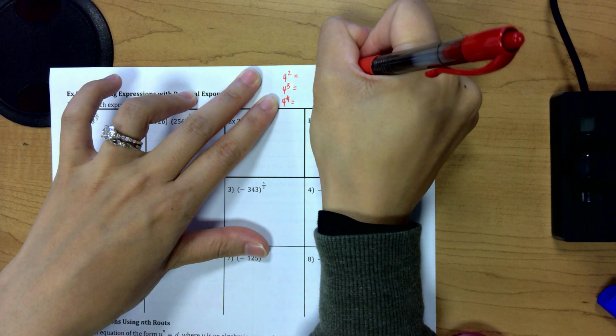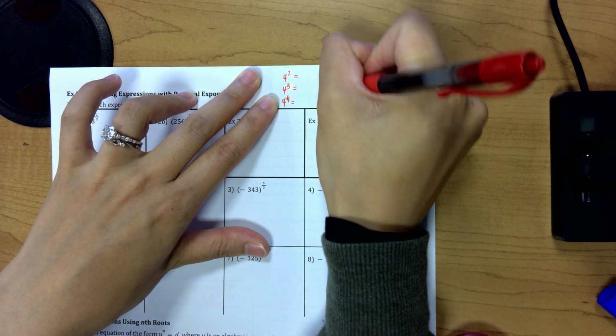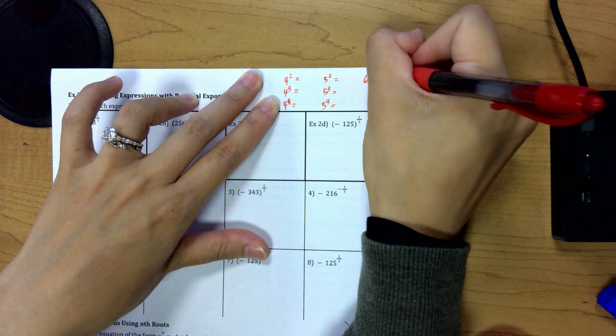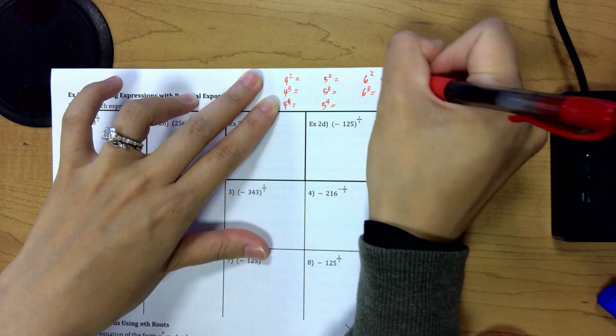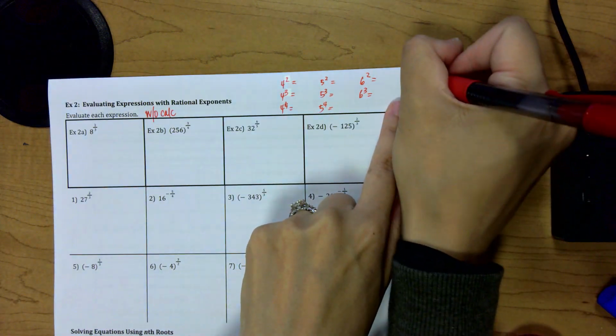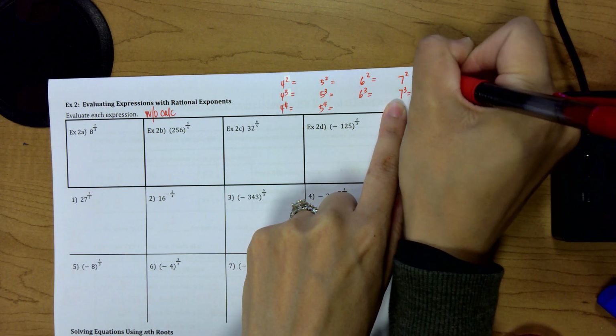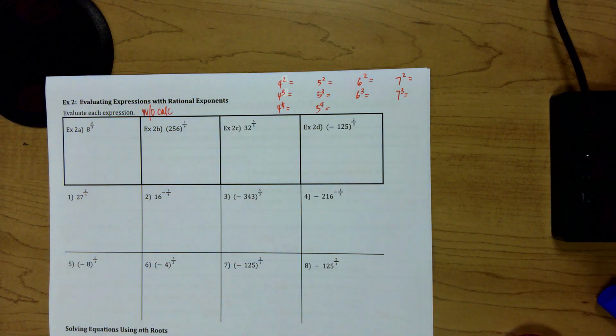You need to know 5 squared, 5 cubed, 5 to the 4th. And you need to know 6 squared and 6 cubed. We probably won't do 6 to the 4th power, and 7 squared and 7 cubed. These are the ones that you need to recognize.